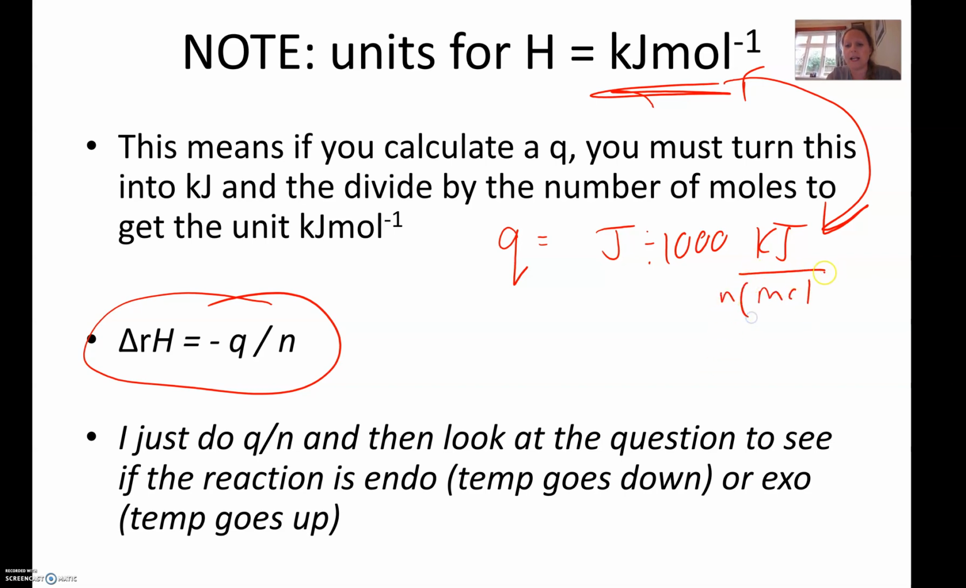So you divide by N. Now this doesn't make much sense, or not complete sense until you've seen an example. So I'll come back to this, but you just need to know that you've got to read your question carefully and see if it's asking you to just calculate the energy. If it's just the energy, then you just do Q. And if it asks you for the enthalpy, then you need to divide your Q by N to get kilojoules per mole.